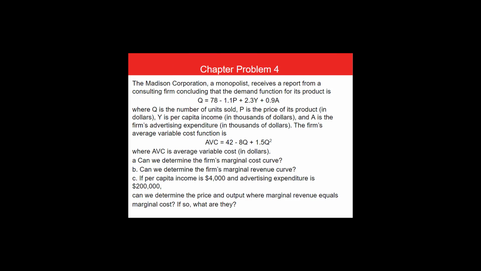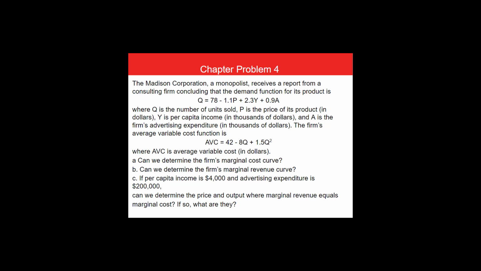Problem 4. The Medicine Corporation of Monopolies receives a report from a consulting firm concluding that the demand function for its product is linear and is equal to Q equals 78 minus 1.1P plus 2.3Y plus 0.9A, where Q is the number of units sold, P is the price of a unit in dollars, Y is per capita income in thousands of dollars, and A is the firm's advertising expenditure in thousands of dollars. The firm's average variable cost function is AVC, measured in dollars, equal to 42 minus 8Q plus 1.5Q squared.